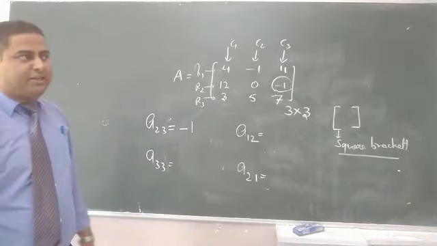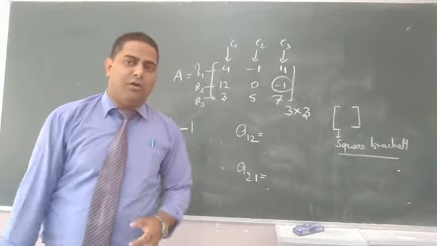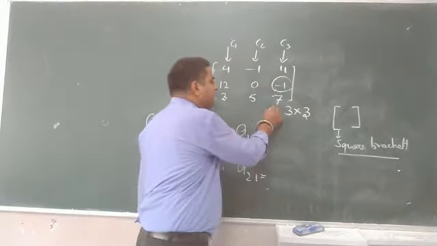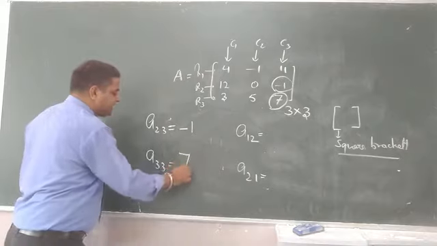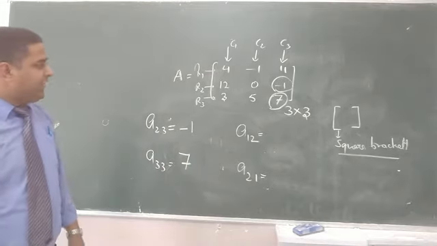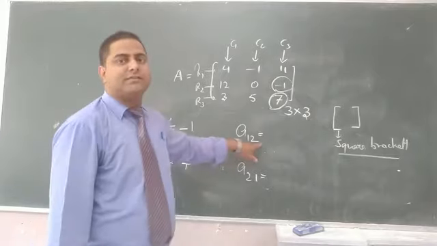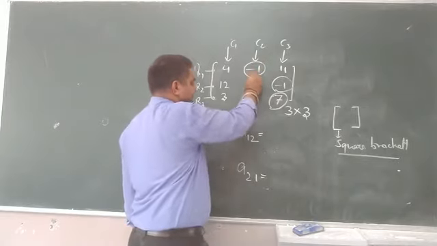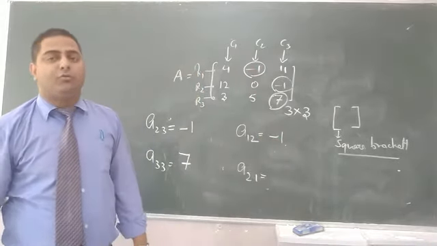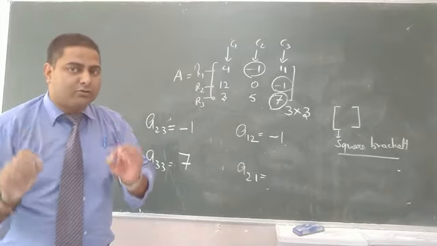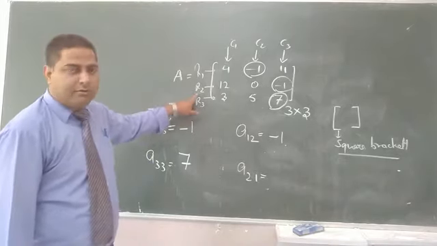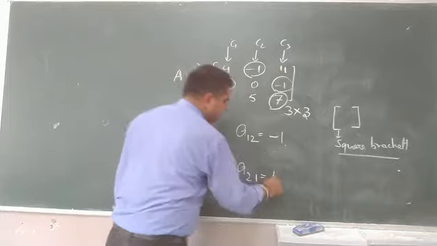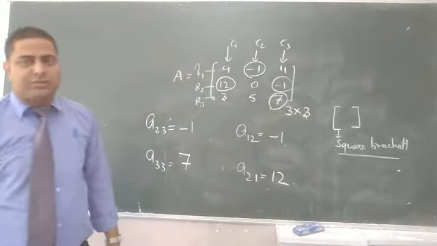What is A33? A33 means third row and third column. So, this is third column, this is third row. The member is 7. So, A33 is 7. Next, A12, first row, second column, member is minus 1. And then A21, second row, first column. Where is second row? This is second row. Column 1, this is second row, column 1. The member is 12. So, this question finishes here.